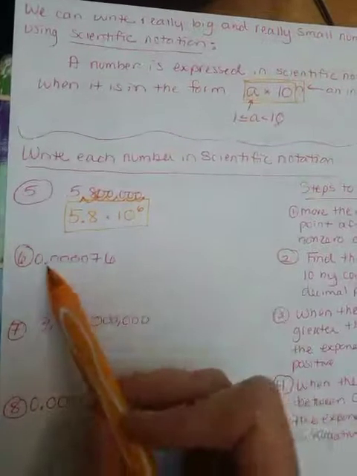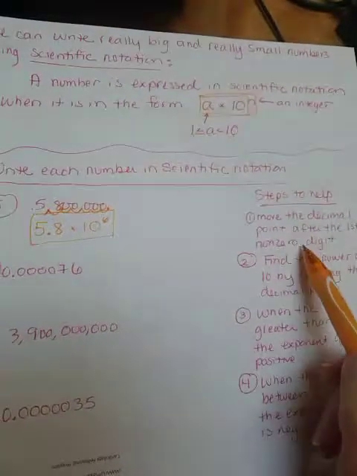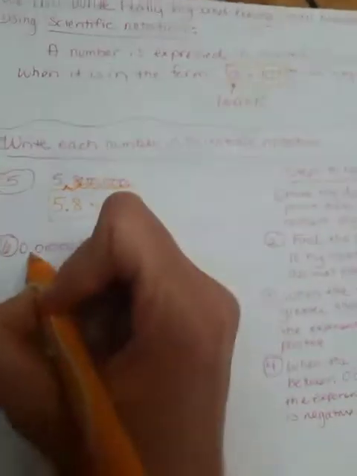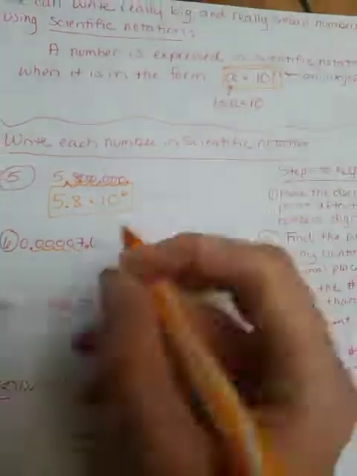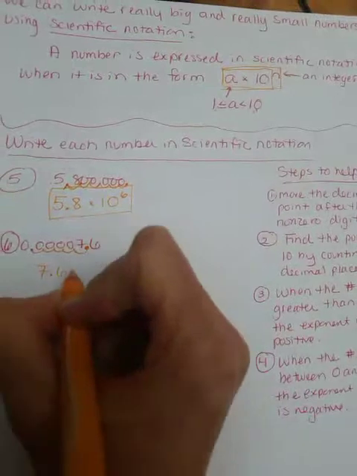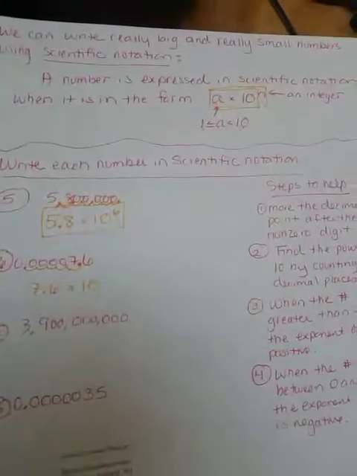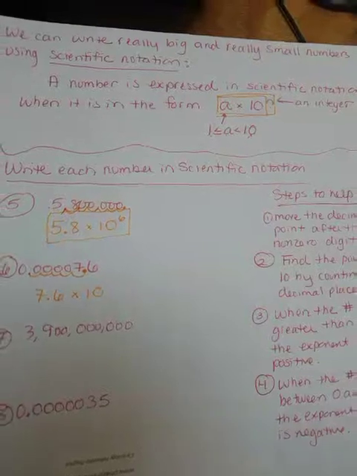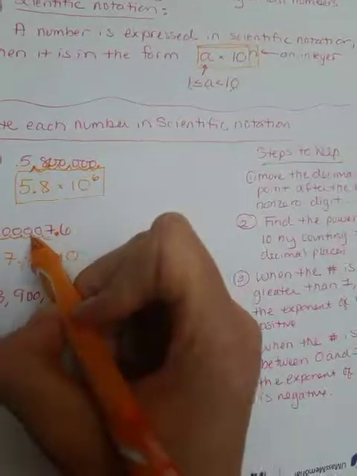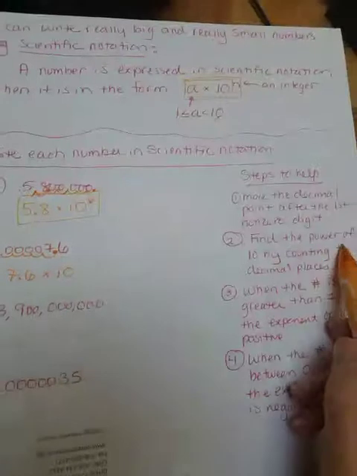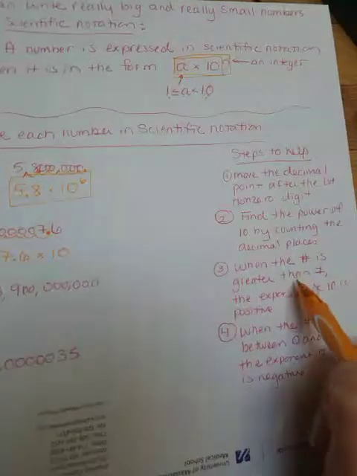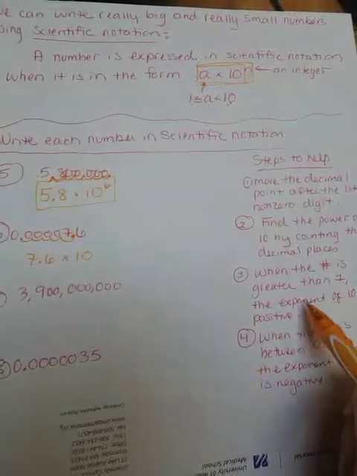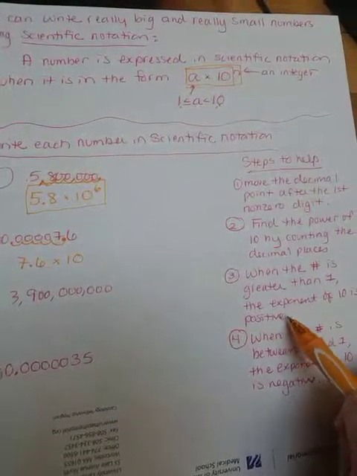All right, let's try number 6. We have a decimal. Move the decimal point after the first non-zero digit. Again, they're looking for you to do this. 1, 2, 3, 4, 5. So I'm going to write that as 7.6. Again, step 2 was to count the number. 1, 2, 3, 4, 5. Sorry, 5. So I counted. That was step 2. There's 5. All right, so when the number is greater than 1, the exponent of 10 is positive.